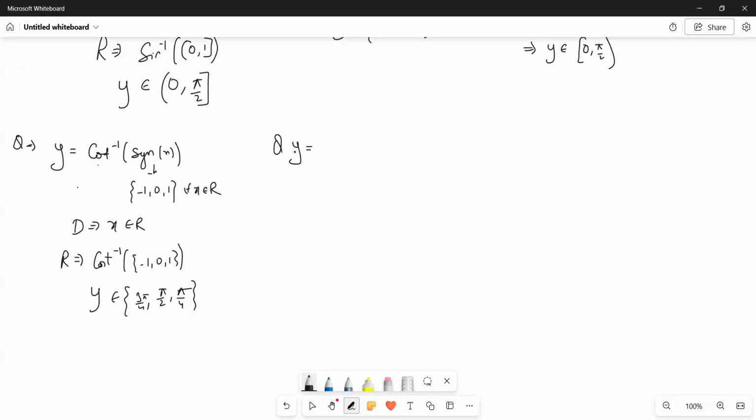Okay, next, domain and range for y equal to tan inverse of log to the base 2 of x square minus 2x plus 2. Domain and range.